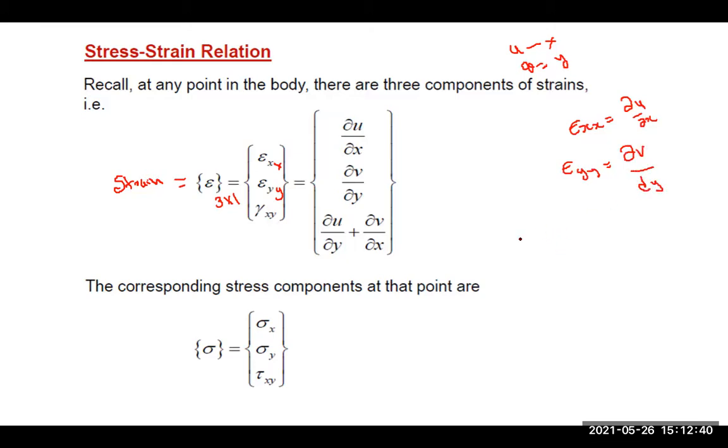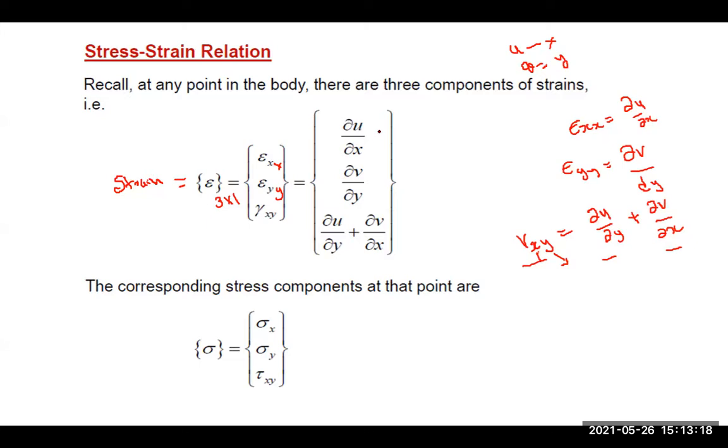Similarly, gamma xy, the shear strain in the x plane y direction, is equal to dou u by dou y plus dou v by dou x. You differentiate u, the x direction displacement, with respect to y. This is very important. So gamma xy is nothing but the shear strain in the x plane y direction, defined as dou u by dou y plus dou v by dou x.